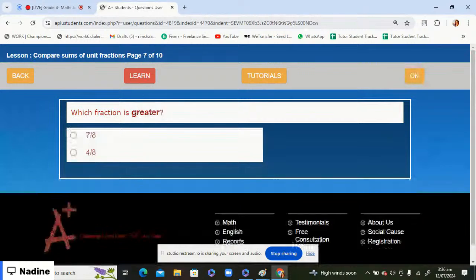Now which fraction is greater? This time you guys tell me which one is greater. 7 by 8 or 4 by 8. Both have 8 as the denominator. You are just going to check their numerators. One is 7 and the other one is 4. So which one is greater? It's 7 by 8. So 7 by 8 is greater as compared to 4 by 8.